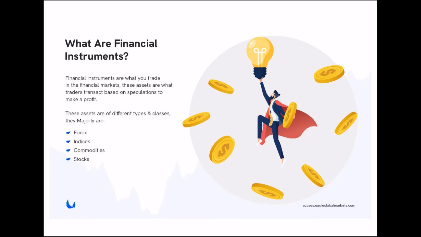These are assets that you as a trader can transact based on speculation to make profit. You can buy or sell to make profits from any of these markets. You can either decide to buy or to sell, and you make money either way. And these assets are of different types and classes, but they majorly are the forex financial instruments, the indices financial instruments, the commodities financial instruments, and stocks as a financial instrument.